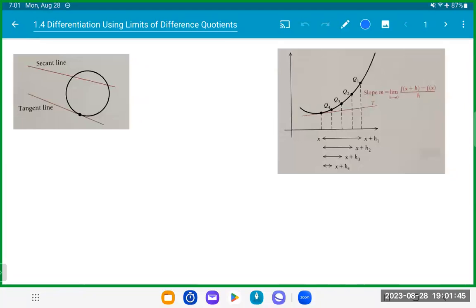So in our last section, we learned about the secant line, right? In this section, we'll actually learn about the tangent line, okay? And the tangent line is a line that touches a curve at exactly one point, okay?